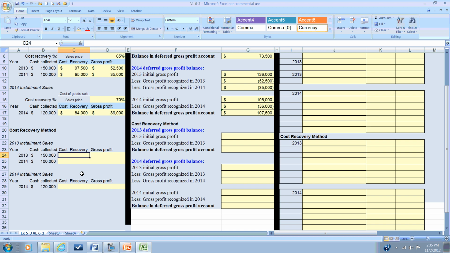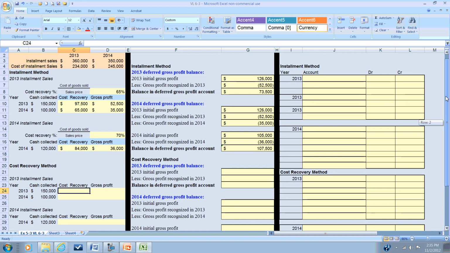So let's go back and look at our same facts. In 2013, we had installment sales of 360,000, and they had associated cost of goods sold of 234,000. So we will not recognize any gross profit until we have collected $234,000 from our customers. So in 2013, we collected 150. All of that is going towards cost recovery, and we have zero gross profit recognized for 2013.